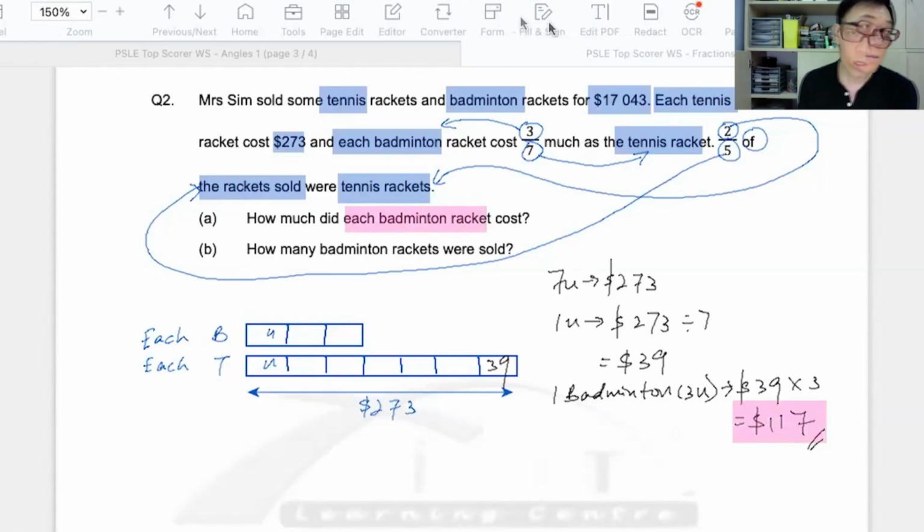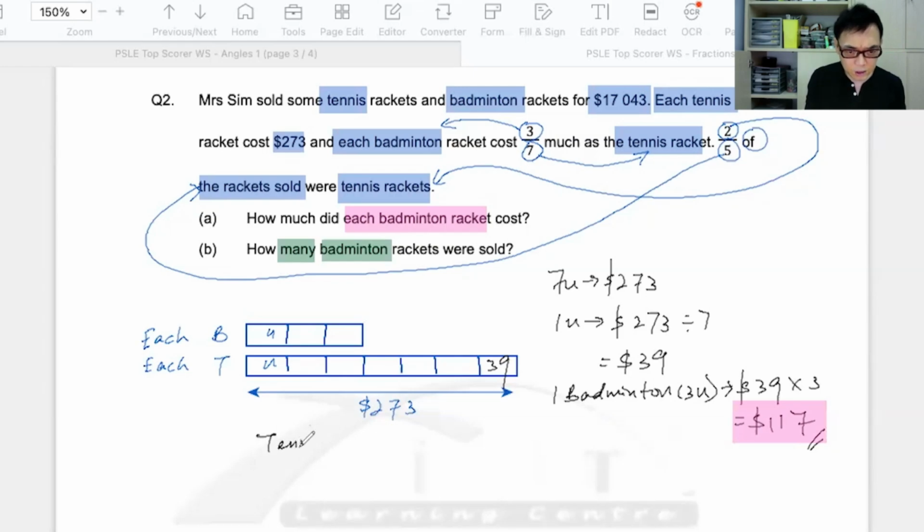Now we go to part B. What is the keywords in part B? It's very short only. The keywords, many. So many is not price, right? Many is how many, and then badminton rackets. Okay. Now, in order to do this, they said 2/5 of the rackets were tennis rackets. So if 2/5 of the rackets were tennis rackets, we can combine the ratio method here.